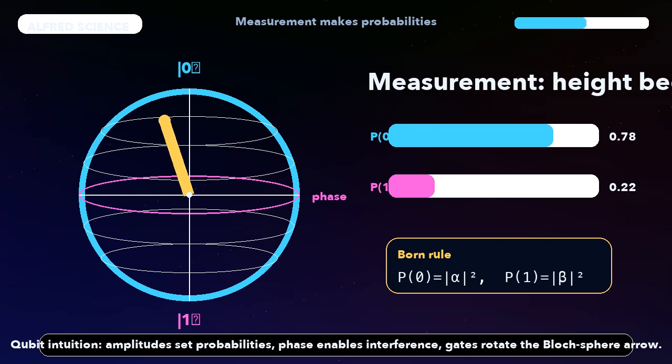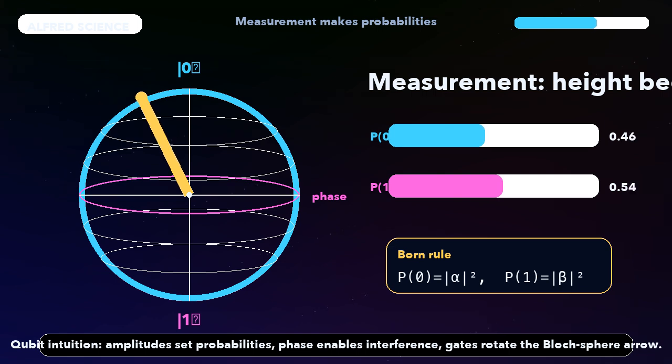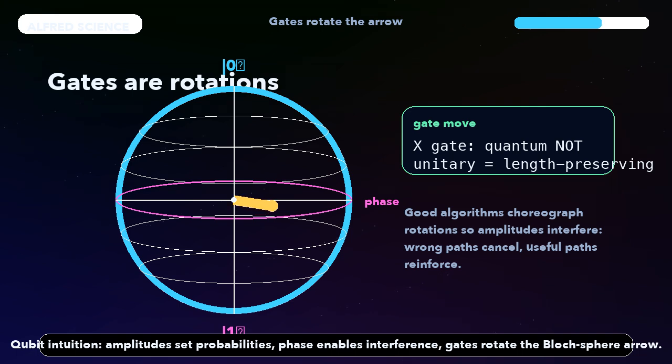Measurement turns the arrow into a random classical result. The closer the arrow points toward north, the more likely 0 becomes. The closer it points toward south, the more likely 1 becomes. Quantum gates are controlled rotations of this arrow.